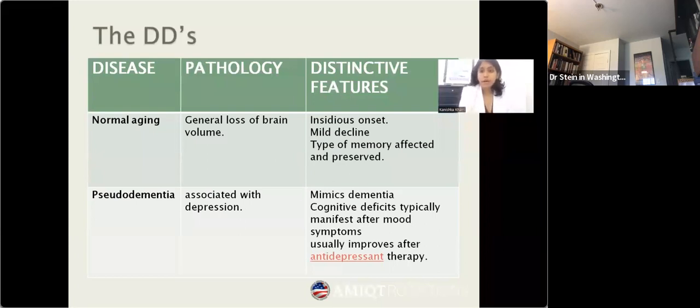Next, we're going to be talking about pseudodementia. This is a very important term which refers to the structural or metabolic abnormalities associated with depression, and it is a major mimic of dementia, especially in elderly people. It is important to pick this out because here the cognitive deficits typically manifest after the mood symptoms, and the cognitive decline usually improves after antidepressant therapy.